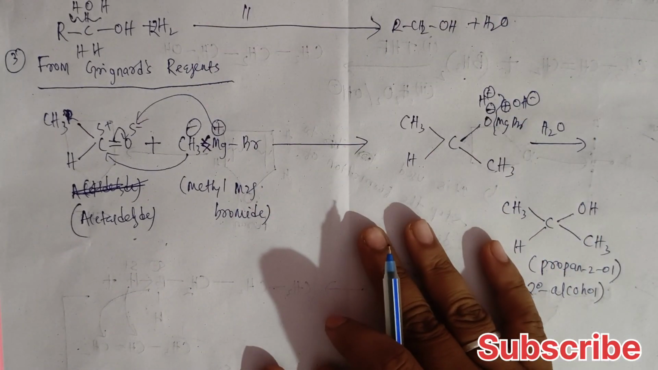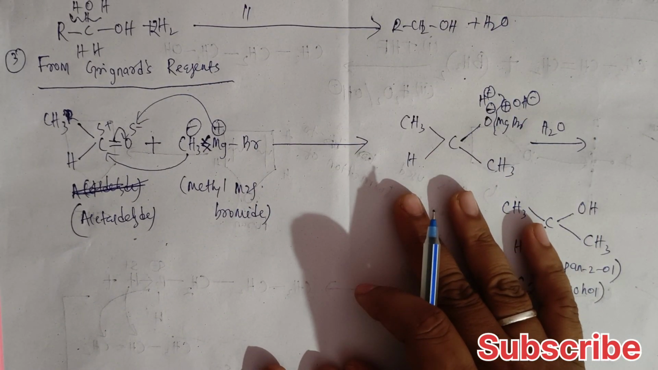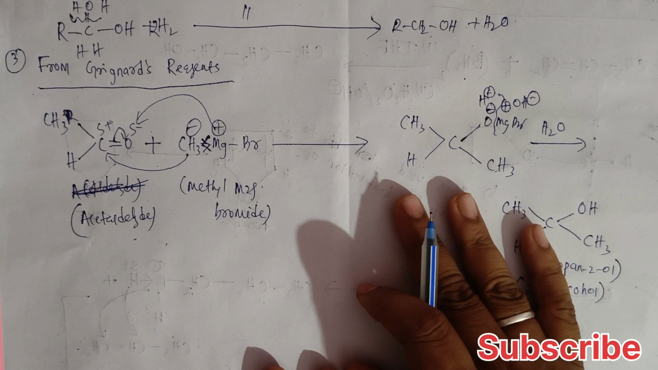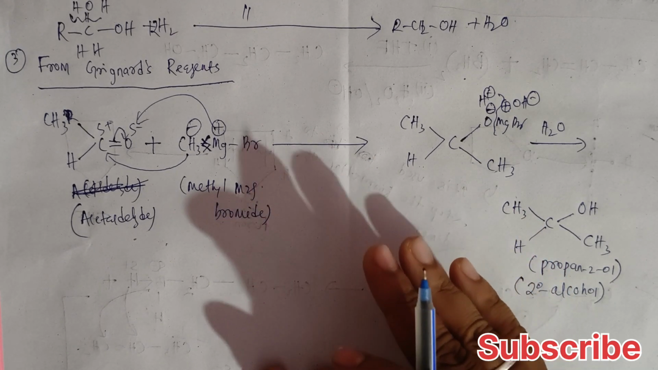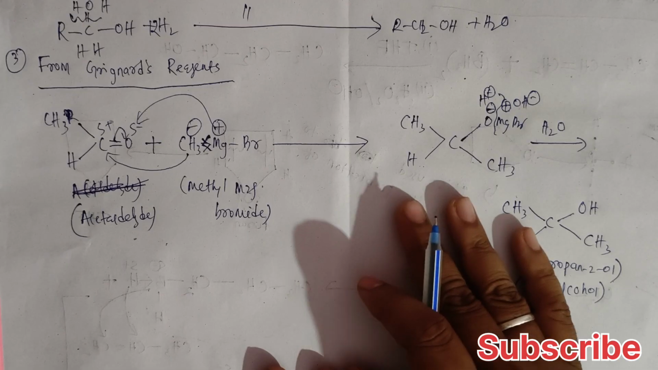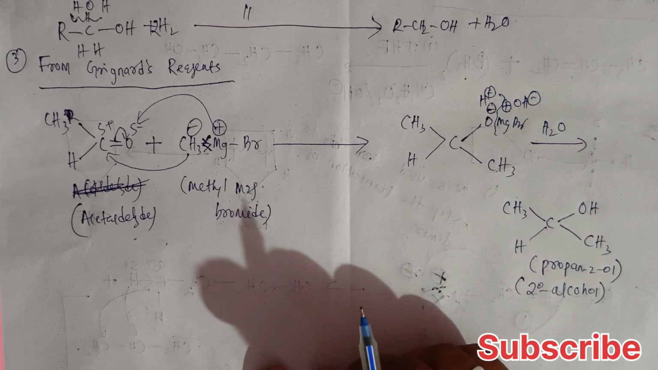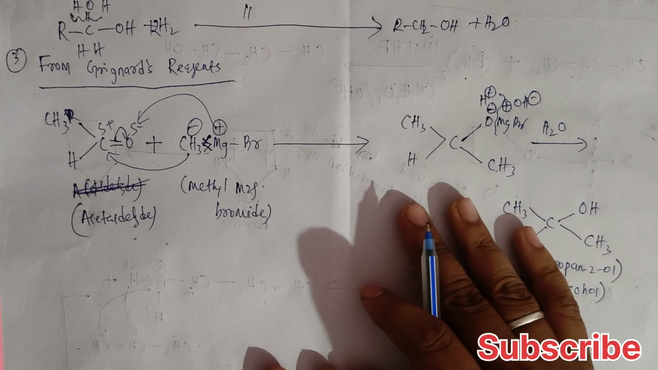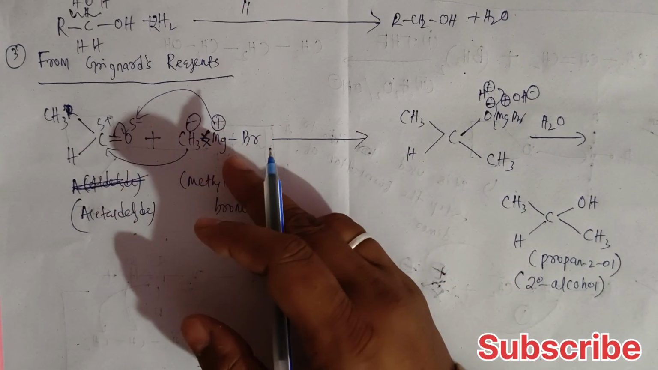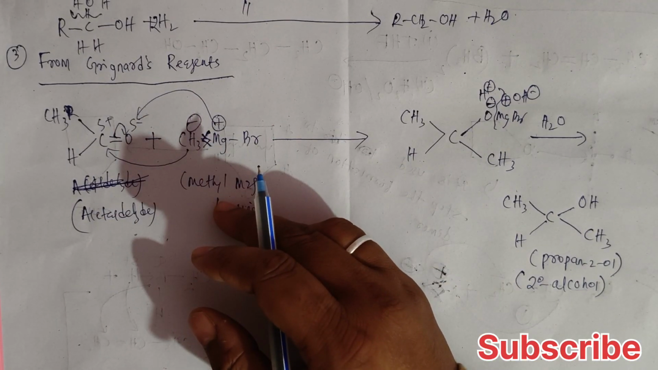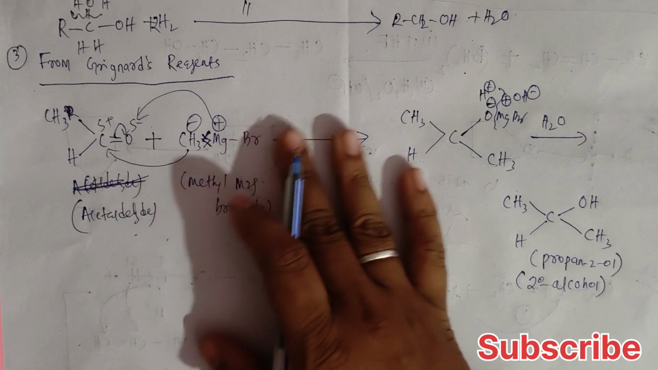In this class we have clearly prepared alcohols, first from alkenes, then using the hydroboration-oxidation reaction, then from carbonyl compounds: aldehyde, ketone, carboxylic acid, and lastly from Grignard's reagent. I hope it is clear to all of you. It's very simple.